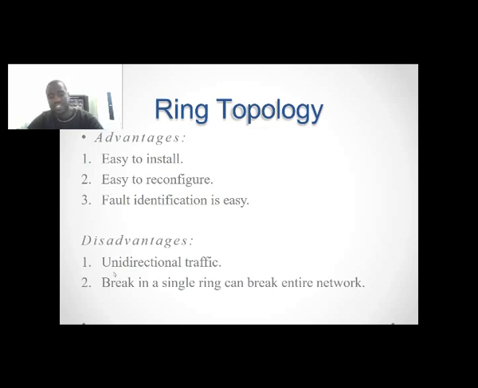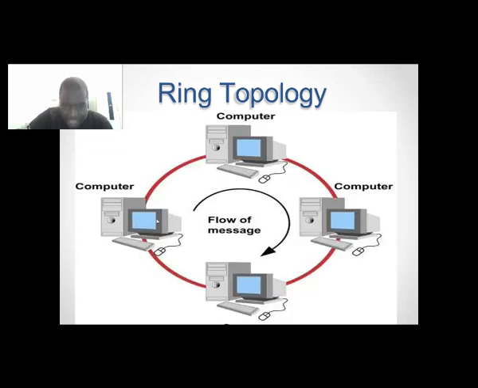Then the disadvantages. The major disadvantage is unidirectional traffic, because traffic flows in one direction. So if, for example, this computer wants to send information to the computer that is next to it, but because information is flowing in that direction, it has to go through this computer, and then through this computer. So if it happens that this computer is off, it may even take longer to pass a message.